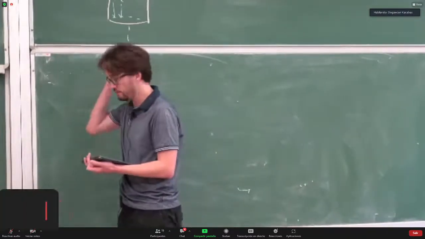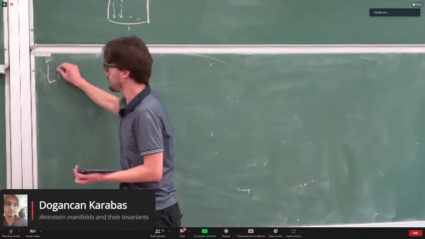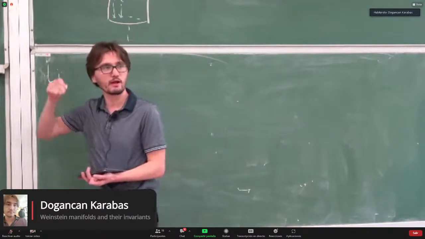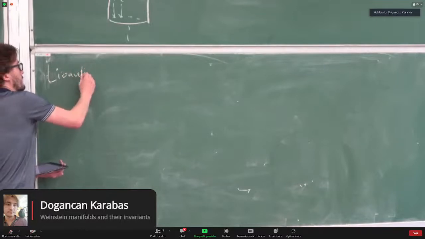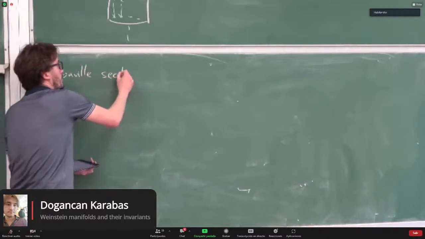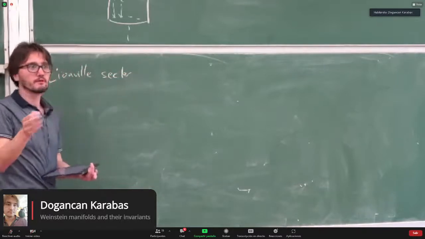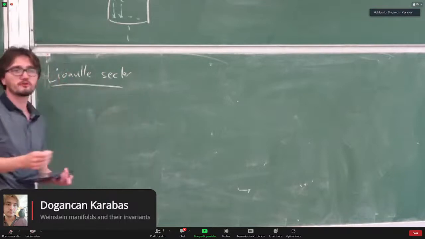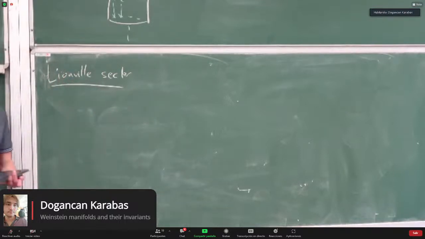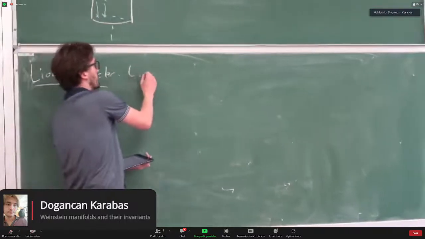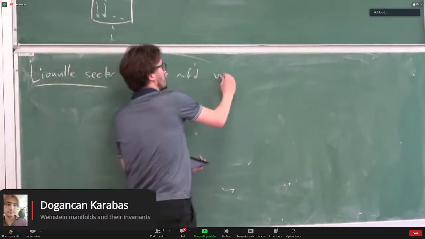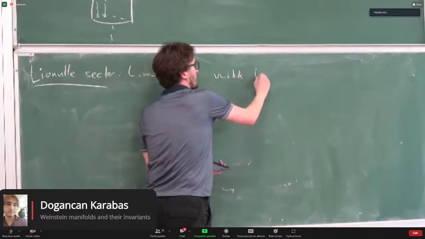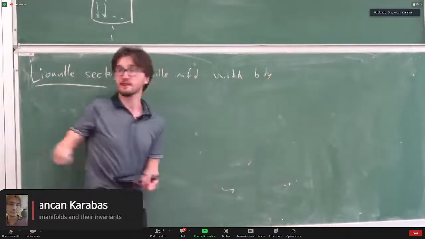Okay, so I will explain level sector and I will give the Weinstein definition also. So I won't be that precise. A level sector is like a Liouville manifold with boundary, kind of. It's not like this boundary. This is the boundary of the Liouville domain.